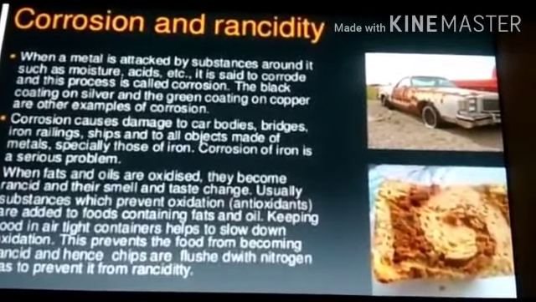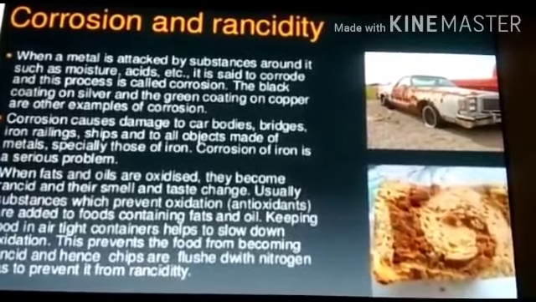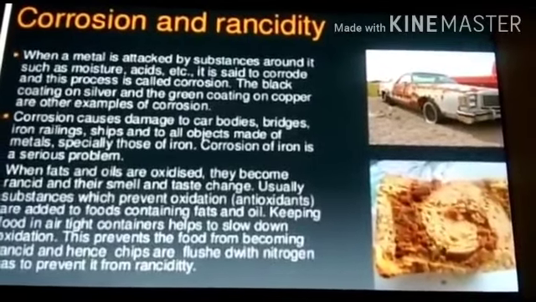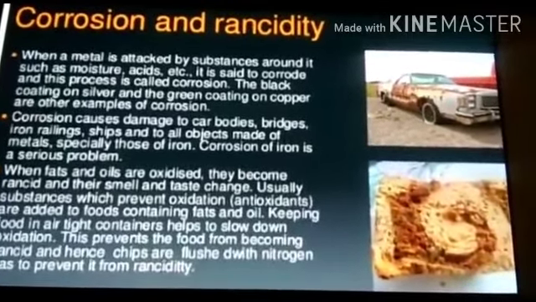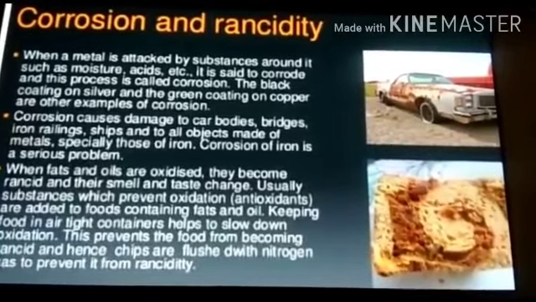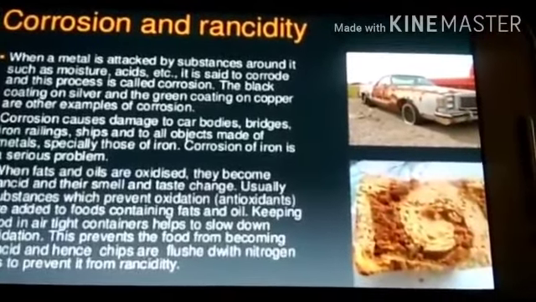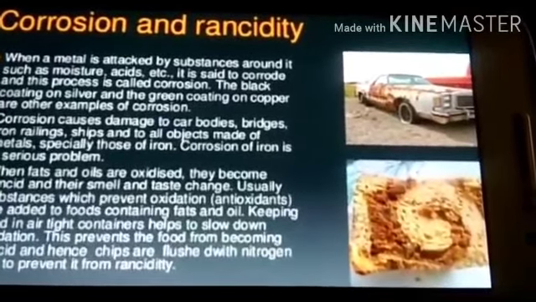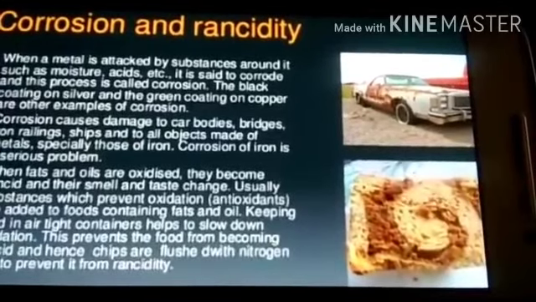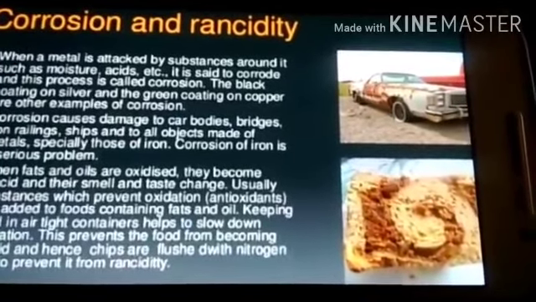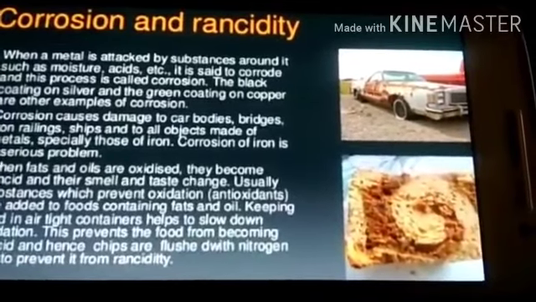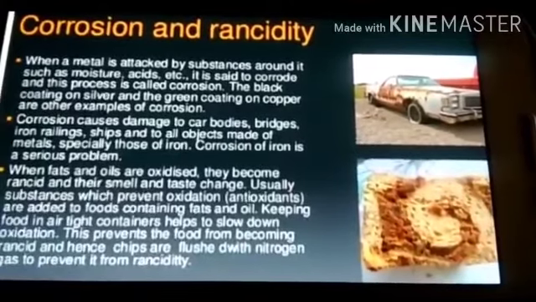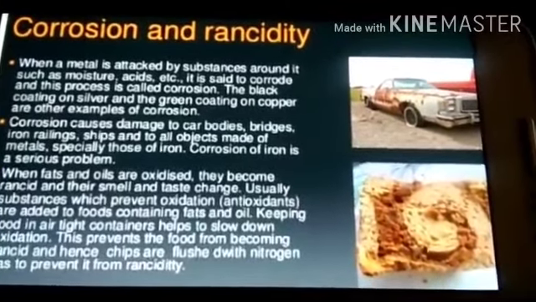Corrosion causes damage to many iron articles, car bodies, bridges, etc. Corrosion of iron is a serious problem. It affects any country's economy. How can we prevent corrosion? There are various ways we can prevent corrosion: by painting the metals, alloying, greasing, galvanization, chrome plating, anodizing. We are going to study these methods of prevention in the next chapters.